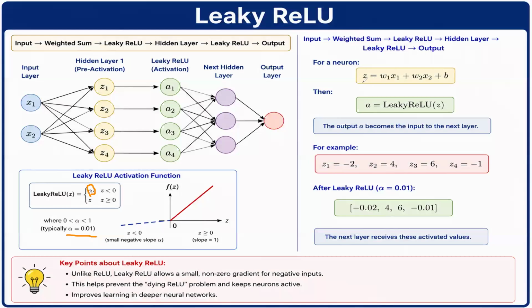Here is the example. Suppose you calculate the value of z as w1 x1 plus w2 x2 plus b. Here leaky ReLU will be applied to z, and the value of alpha is 0.01. If you calculate the value, for minus 2 it is minus 2 into 0.01, so that is minus 0.02. For 4, it will be 4. For 6, it will be 6. For minus 1, it will be multiplied with alpha, giving minus 0.01. This is how these values are passed, and with leaky ReLU we can overcome the dying ReLU problem.